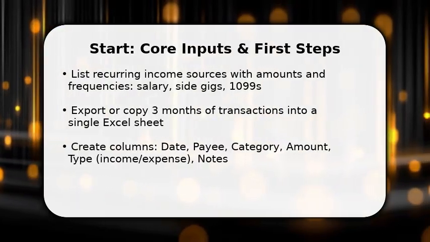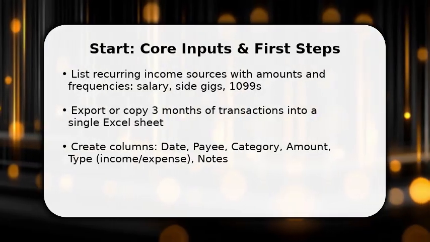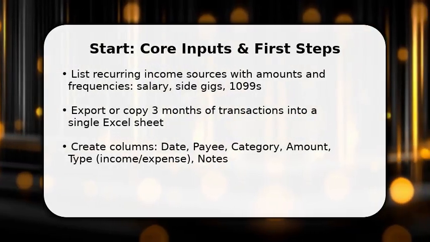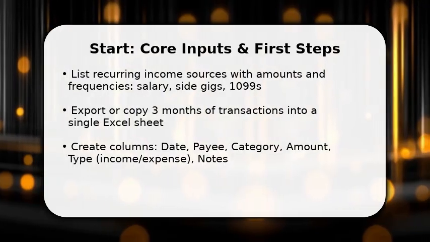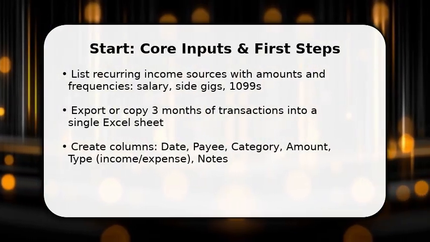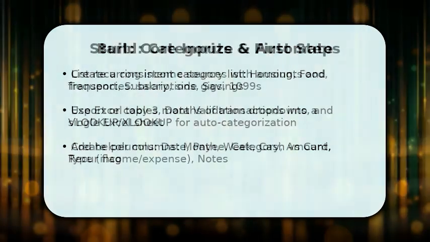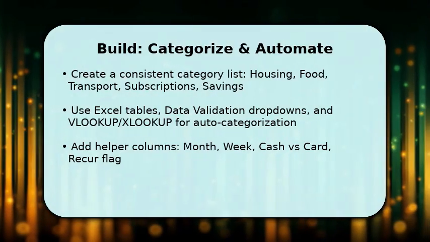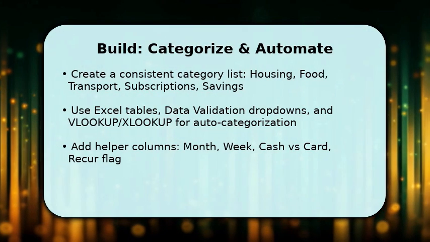Once done, tag each transaction with a category and standardize names to avoid duplicates. This ensures formulas later work correctly and saves time when you build summaries and reports. Now you refine and automate categorization so analysis is fast and reliable.